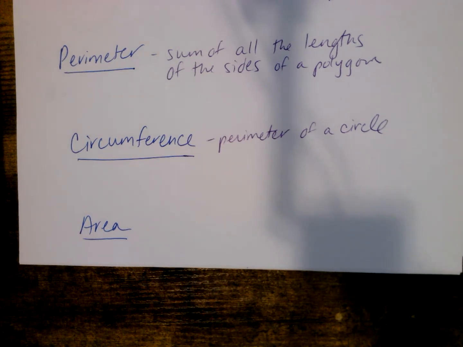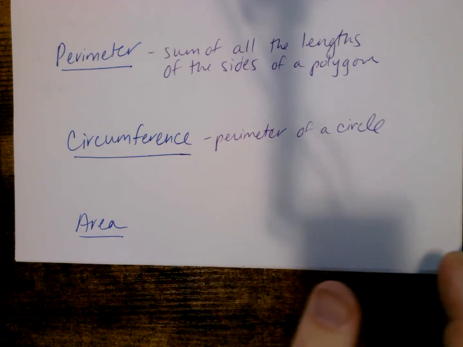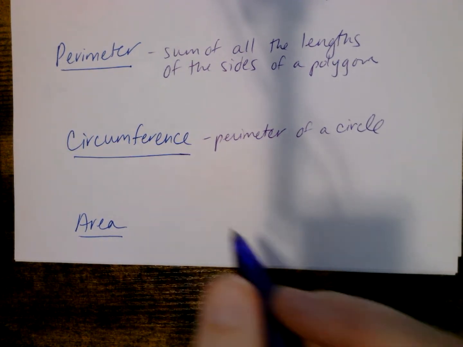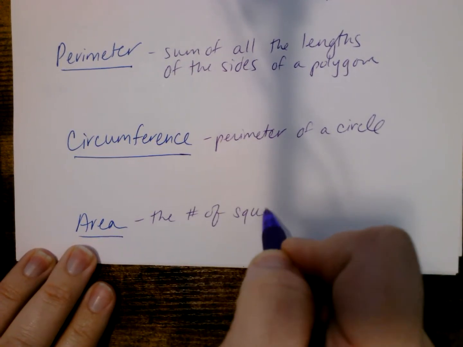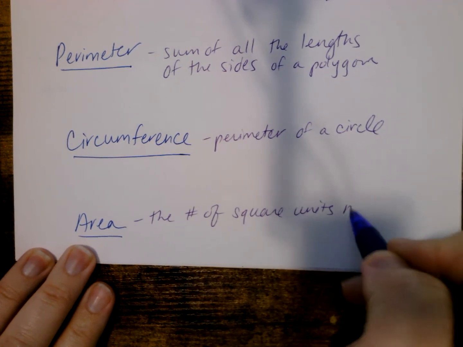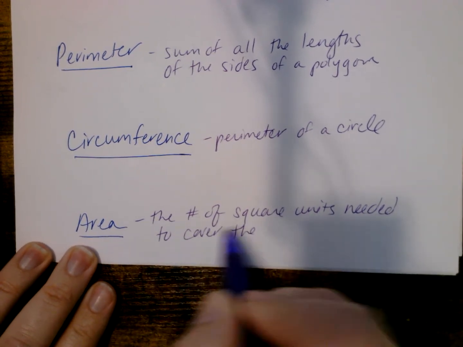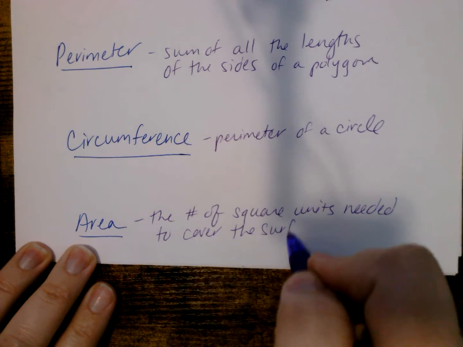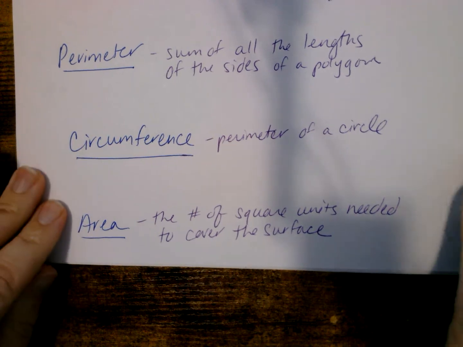Remember, a circle is not a polygon, but it's still included in this chapter because it's a special shape that we still want to know. Okay, so it's the distance around a circle. The area would be the number of square units needed to cover the surface. And we're going to do perimeter, circumference, and area for just a few of our more famous polygons.